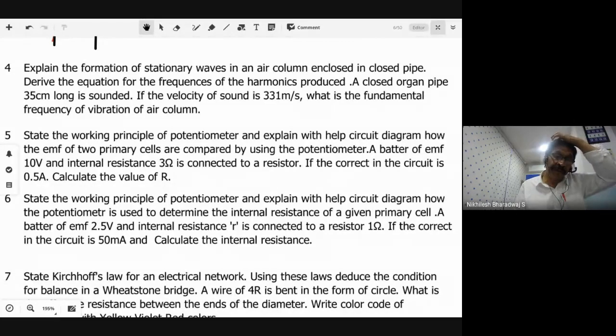Fifth one. State the working principle of potentiometer and explain with the help of a circuit diagram how the EMF of two primary cells are compared by using the potentiometer. You have to prove that E1 by E2 is equal to L1 by L2. And everybody knows pretty well that potentiometer is a device used to measure the PD between the 2 points.